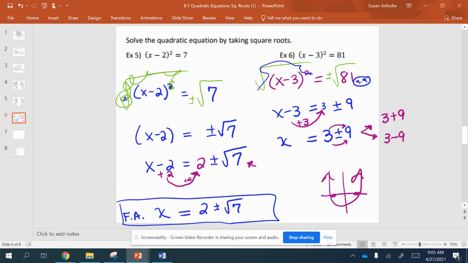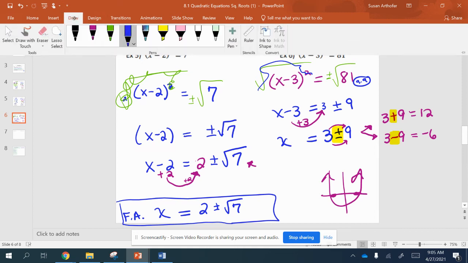So that's how you take care of plus or minus. 3 plus 9, 3 minus 9. And now we actually have to figure that out. Obviously, 3 plus 9 is 12. 3 minus 9 is negative 6.